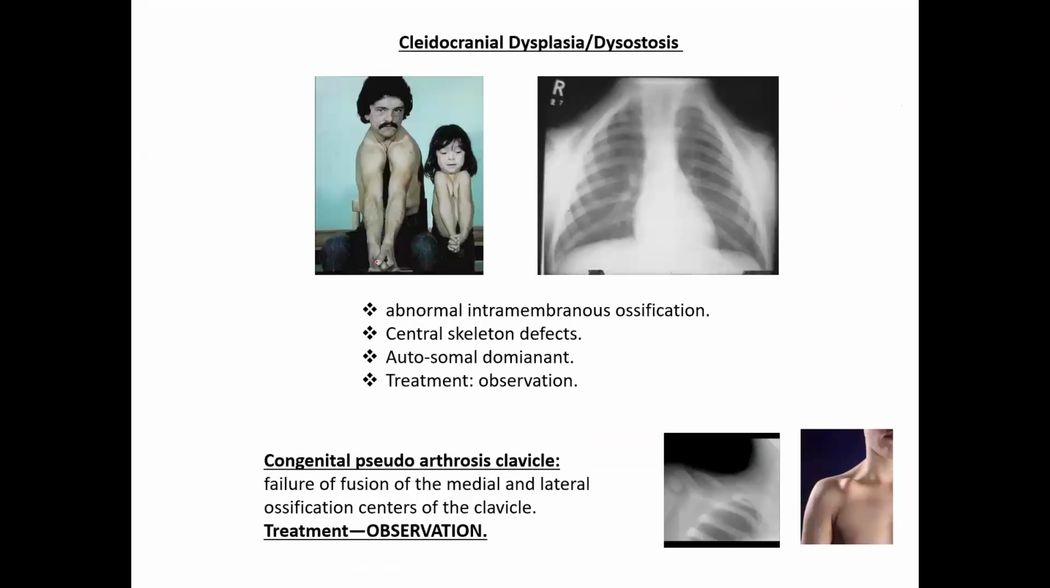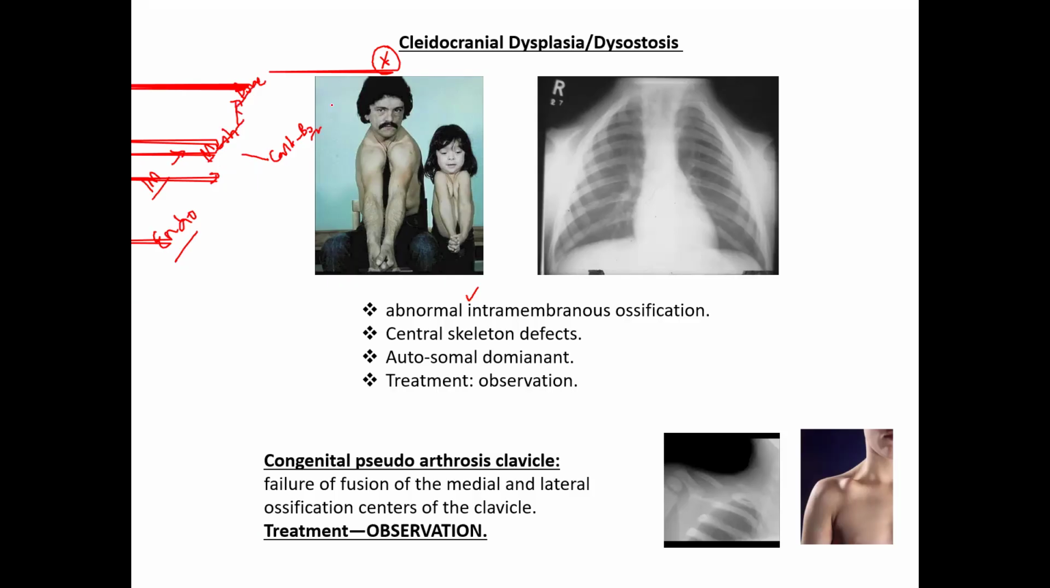These are the two conditions I want all undergraduates or MBBS graduates to know. One is cleidocranial dysostosis. This condition is described in your practical DAS also. So what is this condition? There is a problem with intramembranous ossification. In the fracture healing presentation, we have learned about intramembranous and endochondral ossification. Intramembranous is where the mesenchymal cells are directly converted into bone, whereas in endochondral ossification the mesenchymal cell is converted to cartilage, then bone.